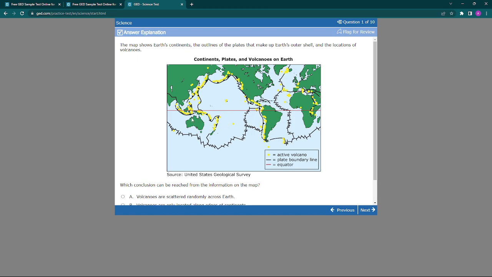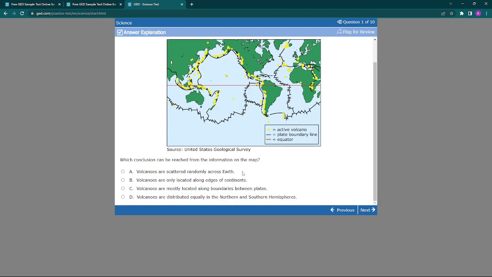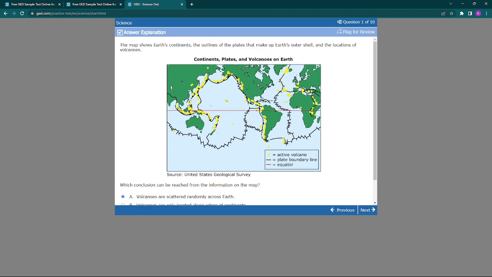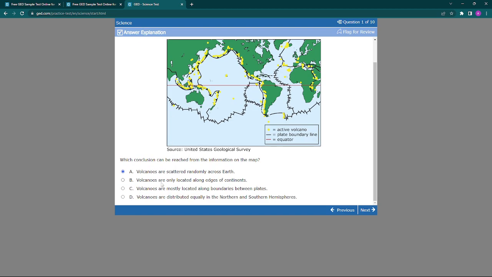Right away you're looking at it, and it's like what makes the most sense? Well, there's a lot of active volcanoes on the coast of these countries. So already there's a question that's close to right. It's not scattered randomly across the earth because there's definitely lines. If it was random, it would be like a scatter plot, like a shotgun blast or something. But anyway, so volcanoes are only located along edges of continents.